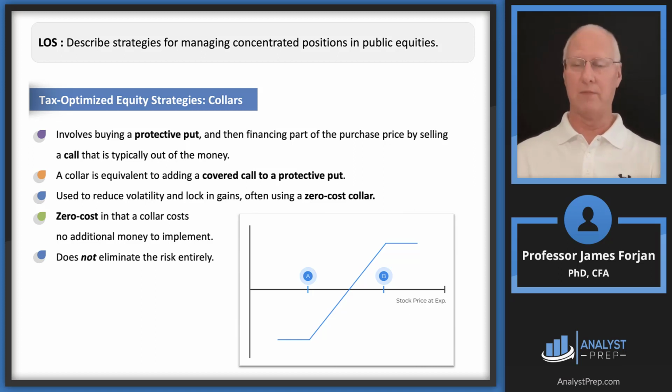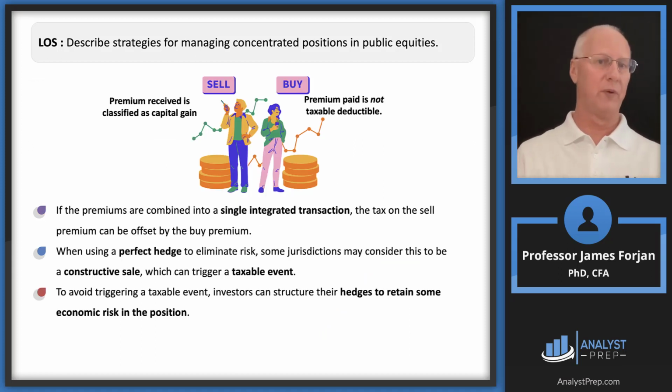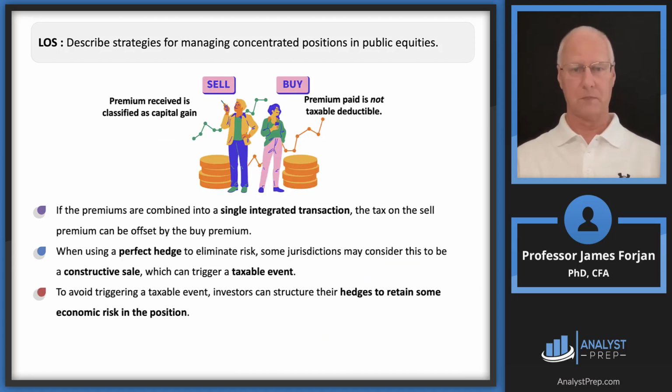But notice the very bottom teardrop point does not eliminate the risk entirely. What it does is provide that upper boundary and the lower boundary. You remember all the stuff that we talked about from collars there. Now, of course, we're selling something and then we're buying something here. So we need to make sure that we handle this appropriately in the taxes.